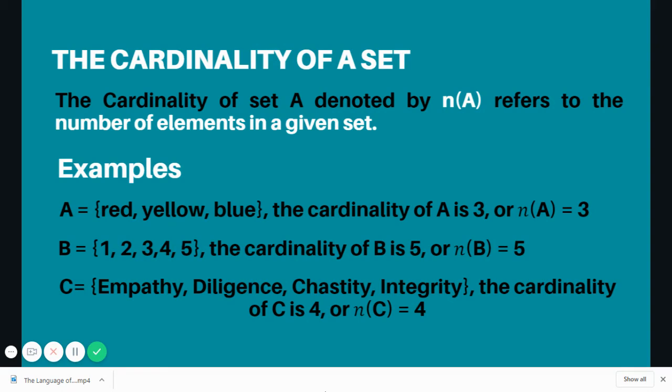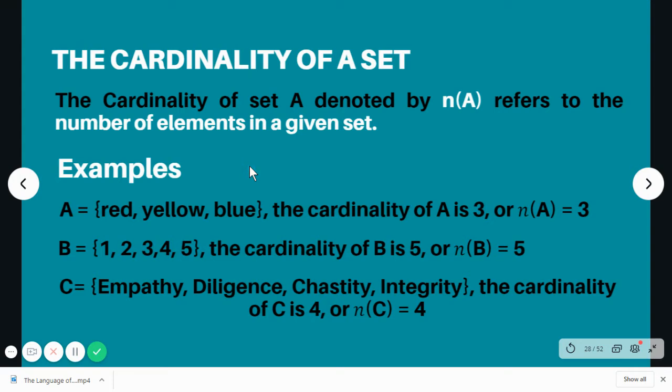The cardinality of a set. So when we say cardinality of a set, it is denoted by n(A), which refers to the number of elements in a given set. So kapag sinabi nating cardinality of a set, ibig sabihin lamang nito class ay kung ilan ang bilang ng mga elements or members doon sa isang set.